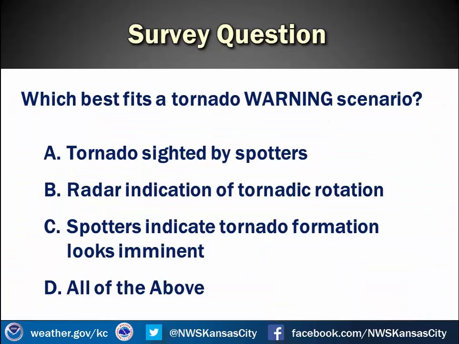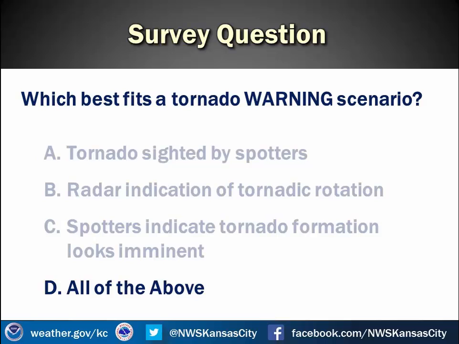Okay. Another question similar to the watch question: which of these fits a tornado warning? Is it A, tornado sighted by spotters? B, radar indication of a tornadic rotation? C, spotter indicates tornado formation looks imminent? Or D, all of the above? Who says A? Who says B? C? Or D? Okay, most of you think D, and yes, D is the correct answer. Any one of those scenarios may cause us to issue a tornado warning.